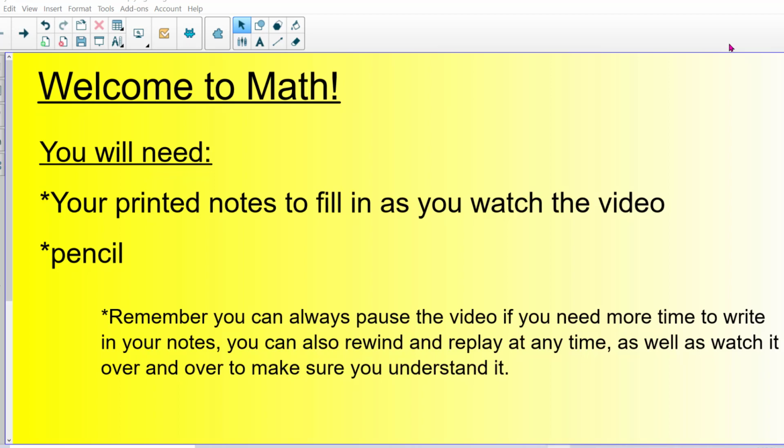Make sure, as usual, you have your notes in front of you to fill in as you watch the video, and make sure you are pausing the video to complete your notes before continuing on. And as always, make sure you are replaying any parts that you need to make sure you fully understand the information.